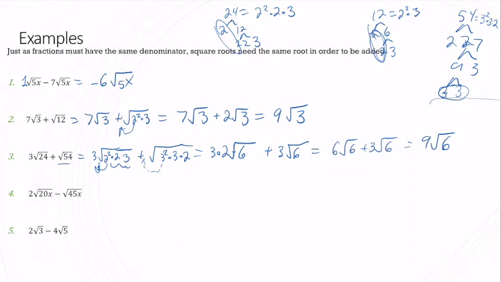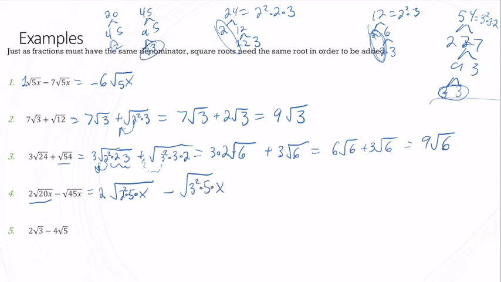So if I have 2 square root of 20 minus square root of 45x, that's going to be 2 times the square root of 20, which factors into a 4 and a 5. 4 is 2 squared, so 2 squared times 5x, minus the square root of 45. Well, that's 9 and 5. 9 is 3 squared, times 5x.